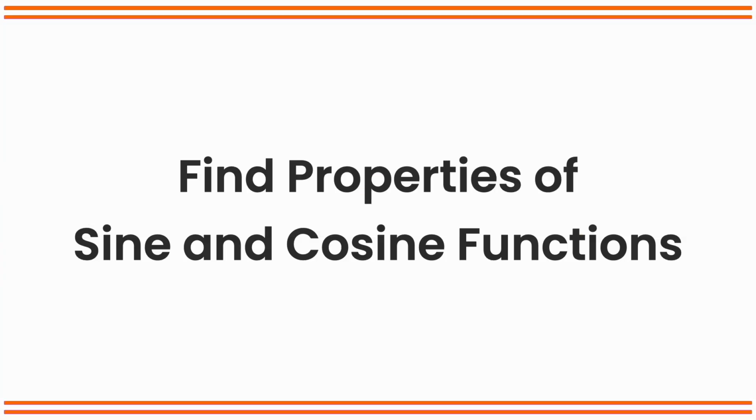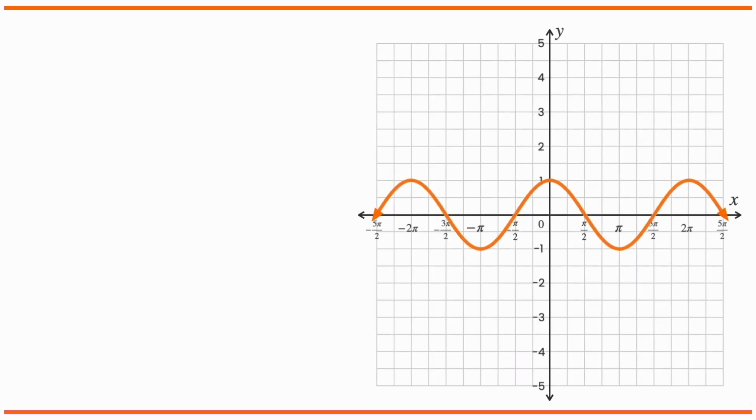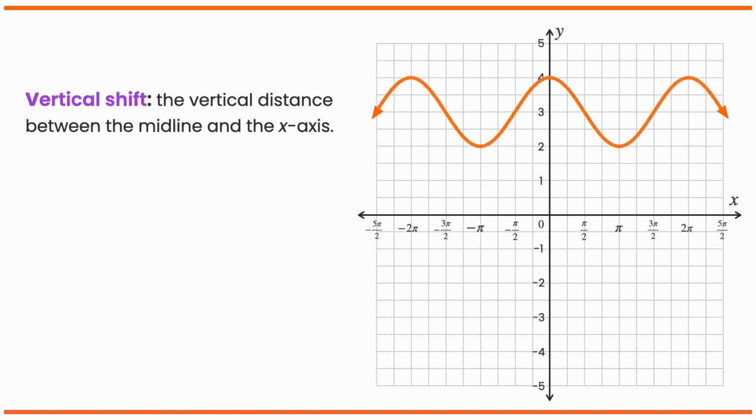Today, let's learn how to identify properties of sine and cosine functions, known collectively as sinusoids. We'll start by focusing on three properties we can determine by looking at their graphs. The first property is the vertical shift. You can find the vertical shift by identifying the midline of the sinusoid or its average value.